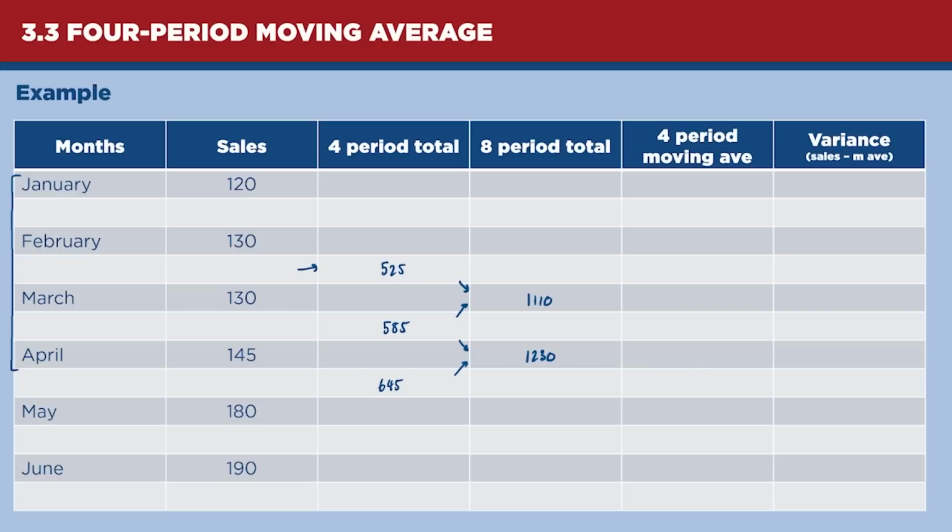And then, if we've got our 8 period total, to get our 4 period moving average, we just divide by 8. So the first one is going to be 138.75. The second is going to be 153.75. And then to calculate the variance in this, we just compare our sales to our moving average. So just do sales minus moving average. So this first one is going to be minus 8.75. And then the second one actually, by coincidence, is also going to be minus 8.75.